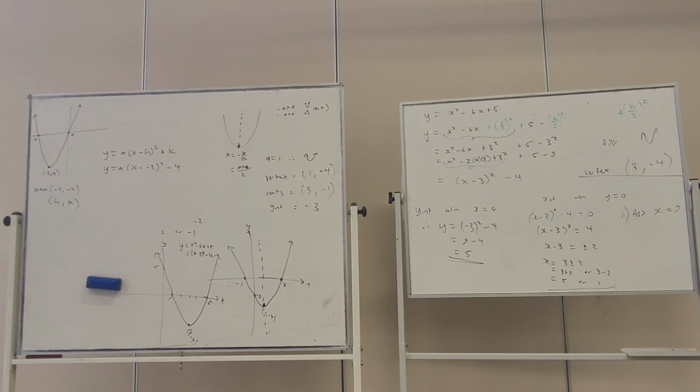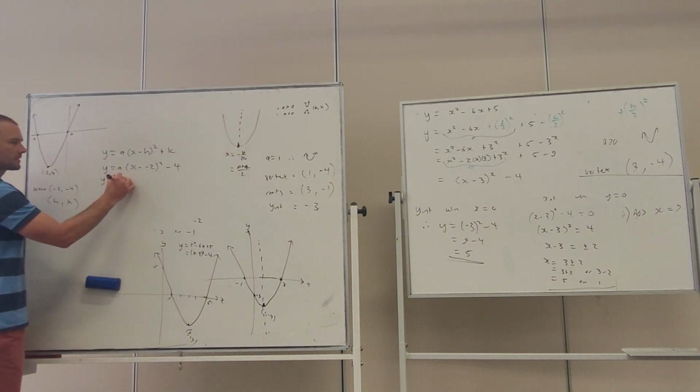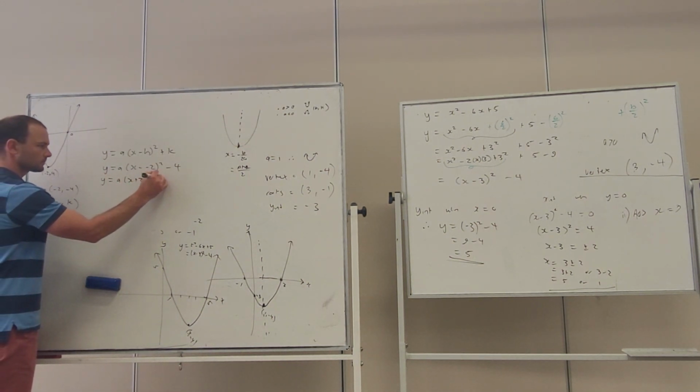So always x take h squared. h this time corresponds with −2. So we have x take −2 squared. And when we simplify that, it's going to be x plus 2.